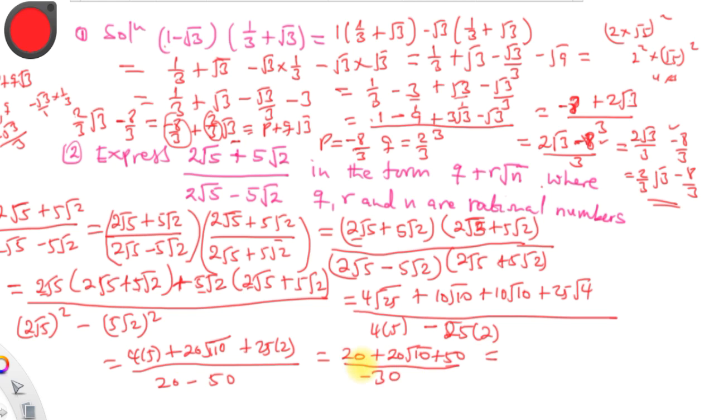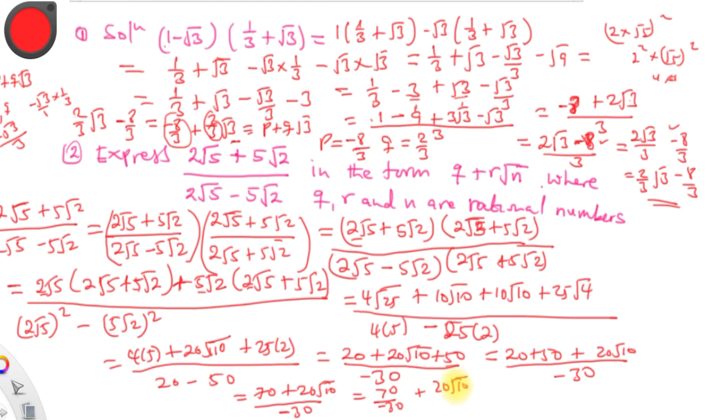Okay. So this is equal to 20. You have to group them, the rational numbers and the irrational numbers. So we get 20 plus 50, and then plus 20 root 10, all over negative 30. So this is equal to 20 plus 50, which is 70, plus 20 root 10, all over negative 30. So this is equal to 70 divided by negative 30, and then plus 20 root 10 divided by negative 30.